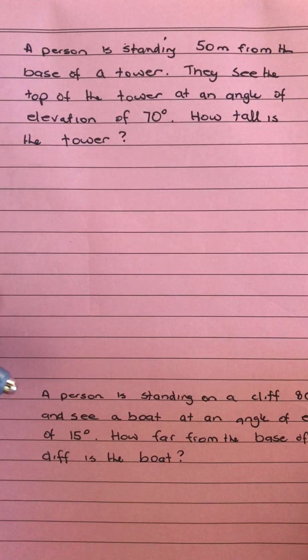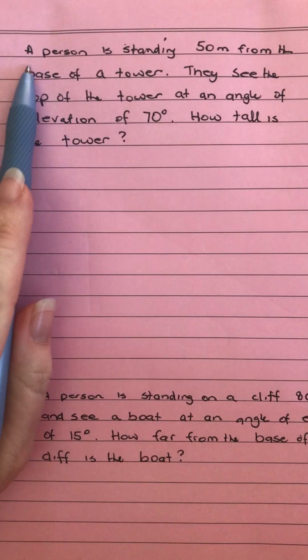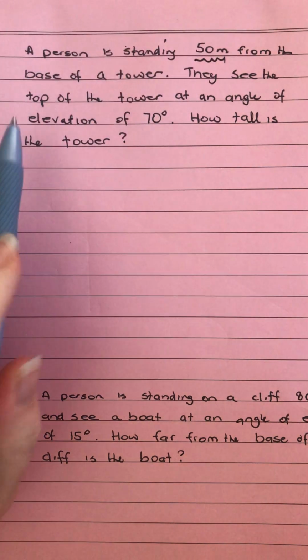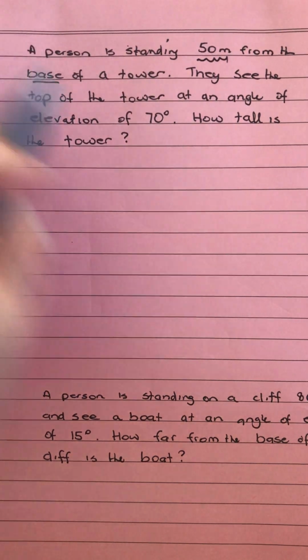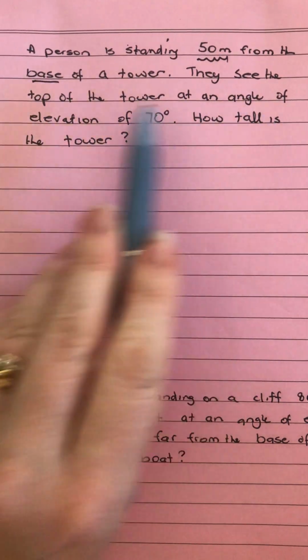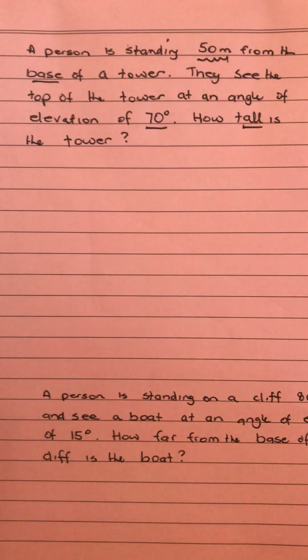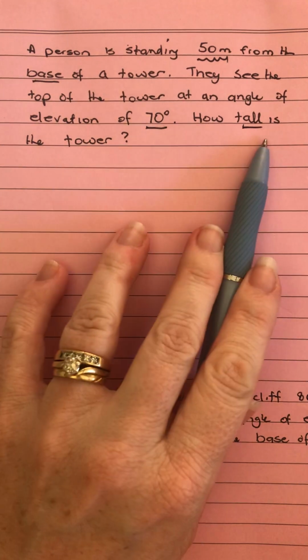So the first one is an angle of elevation question, and a pretty classic type of that one. So we've got a person is standing 50 metres from the base of a tower. They see the top of the tower at an angle of elevation of 70 degrees. How tall is the tower? So I've just underlined those key pieces of information there.